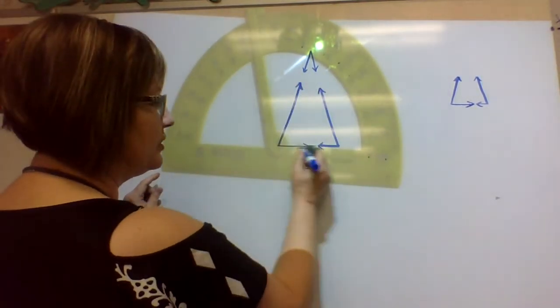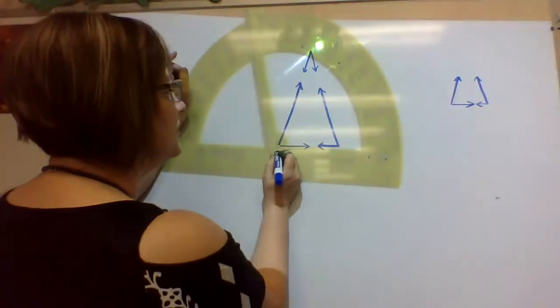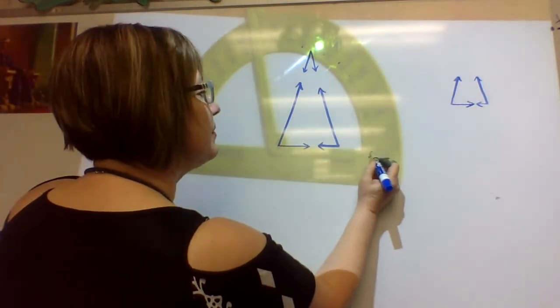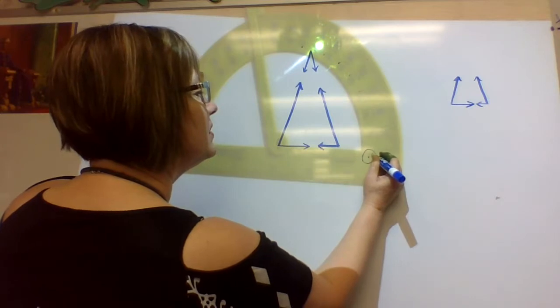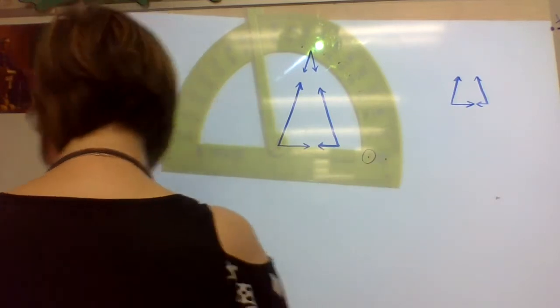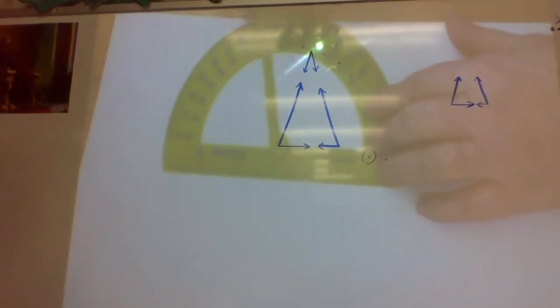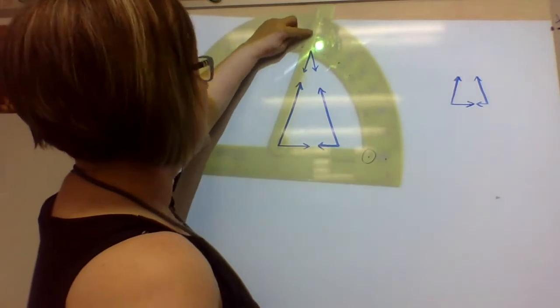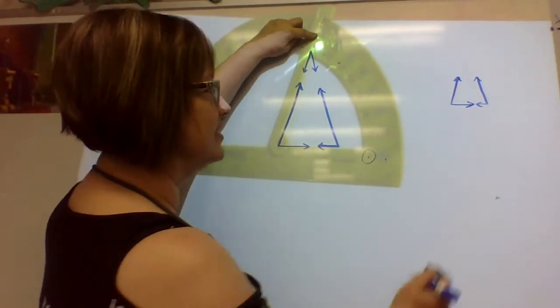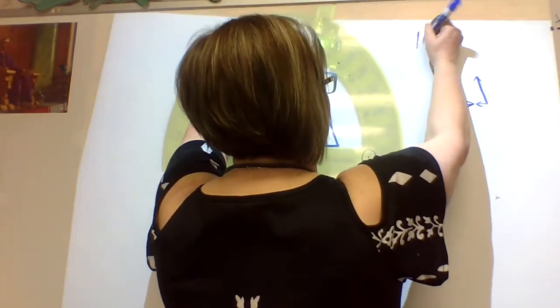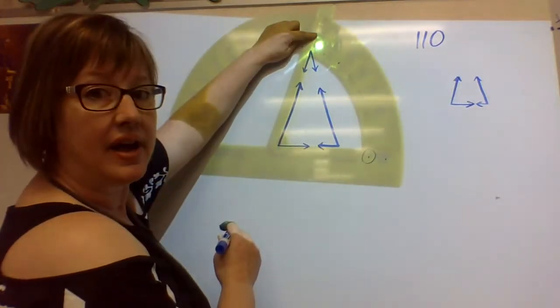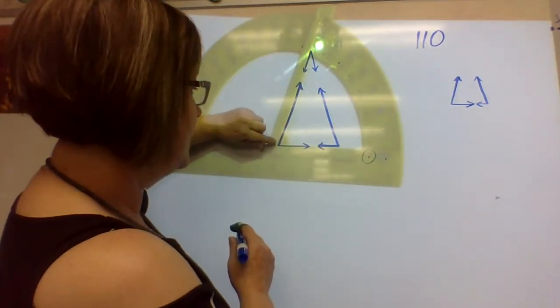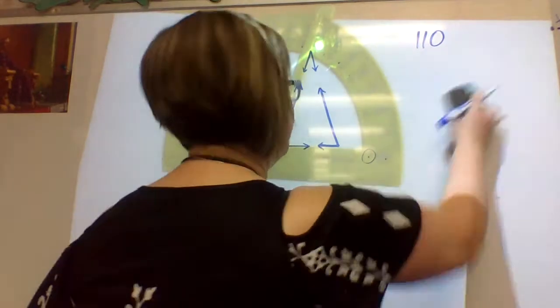Right now the angle's turning to the right, so you line it up right here on the 0 line. Here's the 0. And then you follow it up with your swing arm to the number. So this is right at 110. So remember that for a second, 110. That angle right here measures 110.